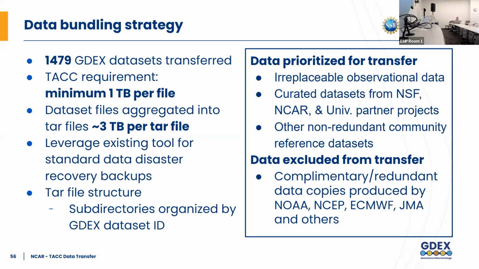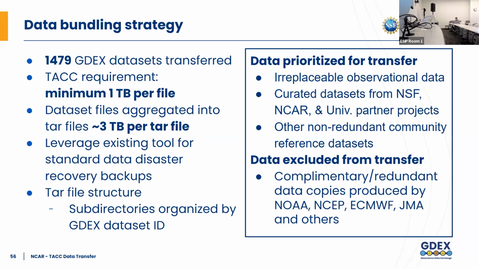And so we aggregated all the data set files into these tar files. A lot of the larger data set collections in GDEX were larger than 3 terabytes. In those cases, we chunked each data set into smaller 3 terabyte chunks. For the smaller data sets that were less than 3 terabytes, we aggregated multiple data sets into a single tar file. And then we used the existing tool that we already use for our standard data disaster recovery backups. So we were able to take this utility and apply it to building these tar files and then making the transfer to TAC.